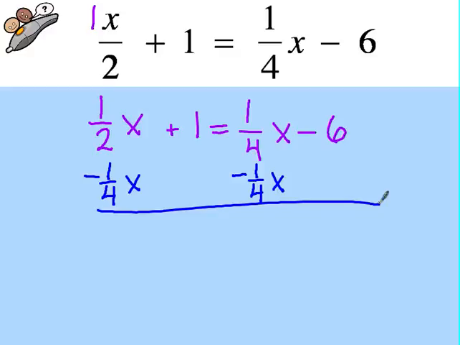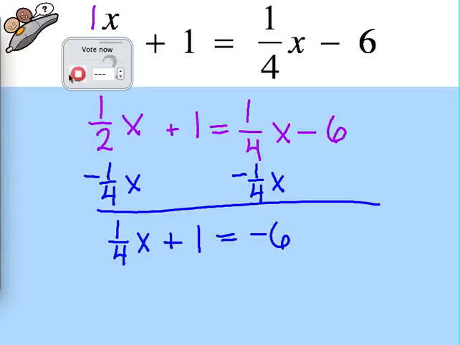Okay. So if I think about that, what's 1/2 minus 1/4? So if you have a $50 and you subtract a quarter from it, what do you have left? You have what? 1/4. You have 1/4 left, right? So 1/4 x plus 1 equals -6. I want you to finish this one for me. When you get your answer, I want you to put it in the expressions.